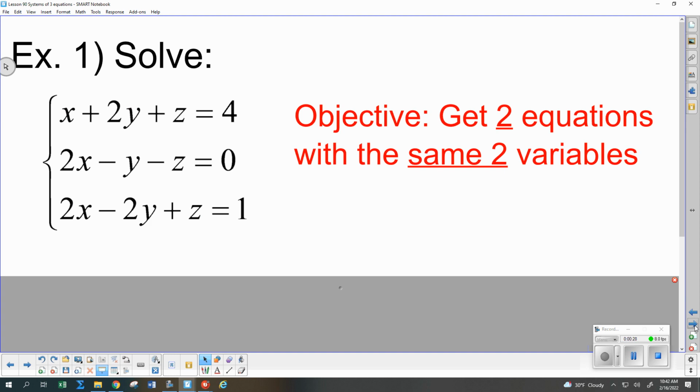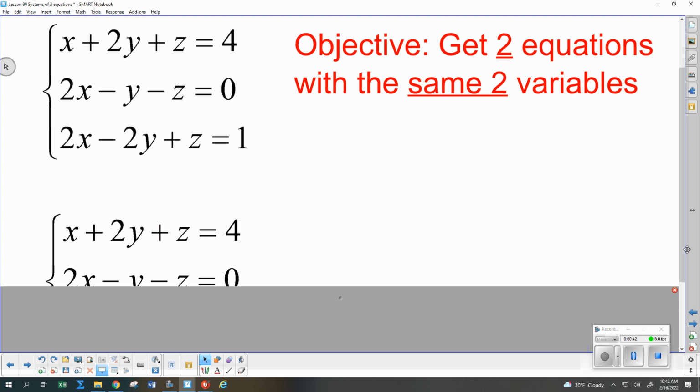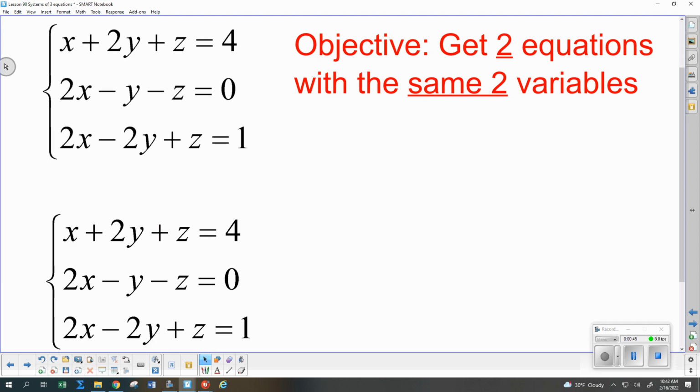If we have a system such as this one, our objective, of course, is to get numbers for all three variables. But to do that, we need to get two equations with the same two variables, because we know how to solve systems of two equations. What is different today is we are going to start with elimination. We pick two equations and get rid of a variable. Then we pick a different pair of two equations, but we have to get rid of the same variable. That's the whole trick on it.